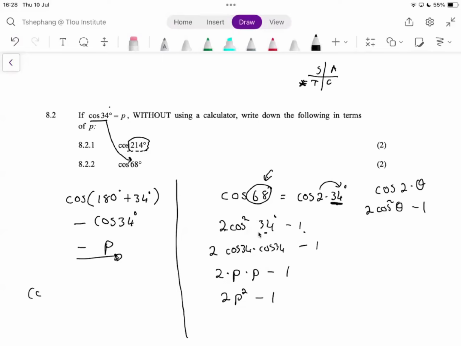Now remember something. That cos squared of theta is the same as cos of theta multiplied by cos of theta. So I broke it apart for you guys to see there. Cos of 34 is p. We have another cos of 34, which is p. P multiplied by p gives you p squared, and multiplied by the 2, the 1 is still subtracted there.